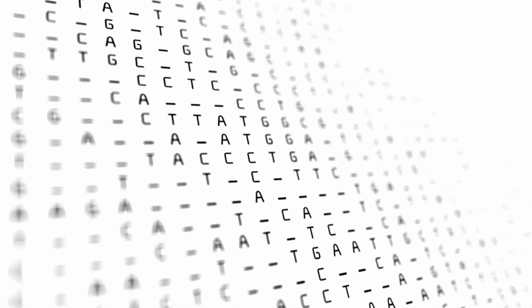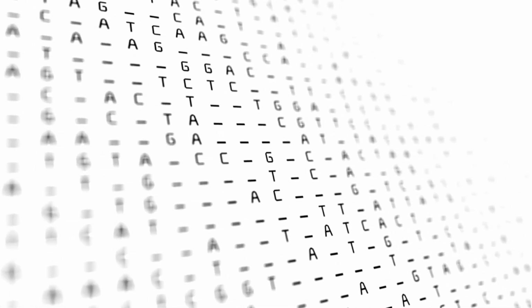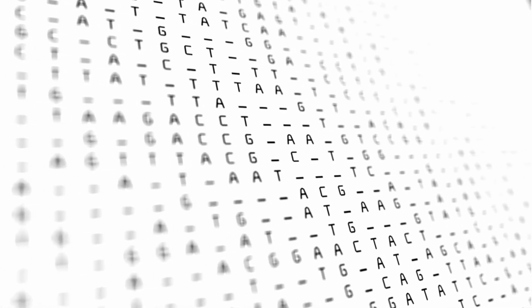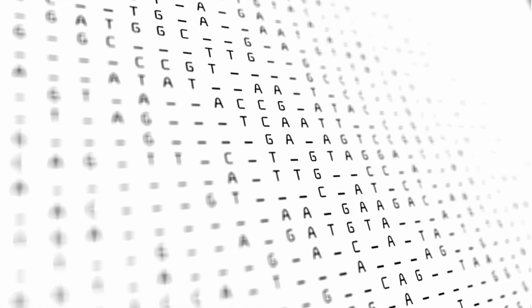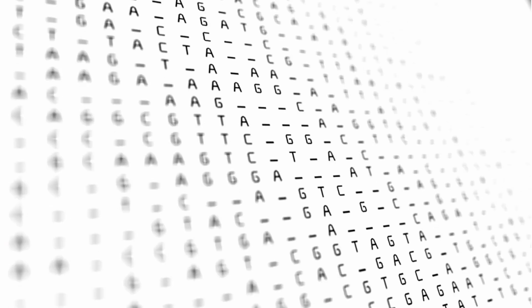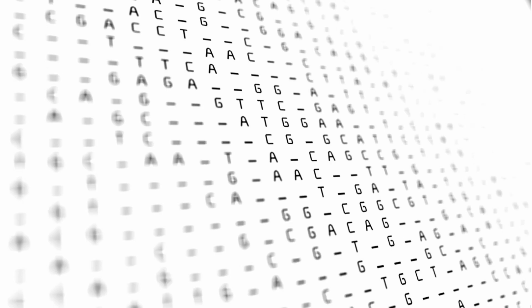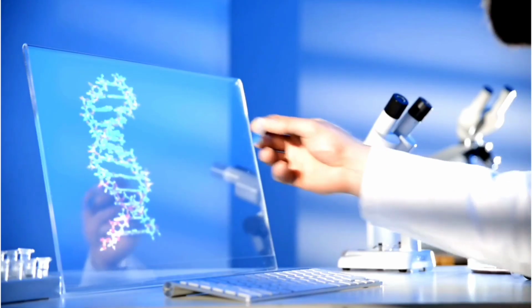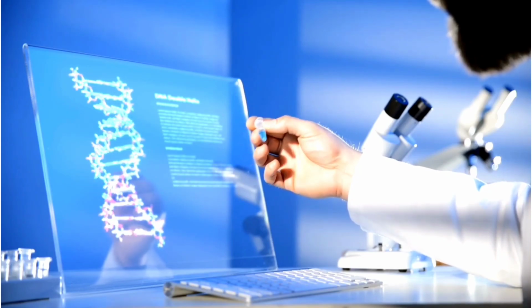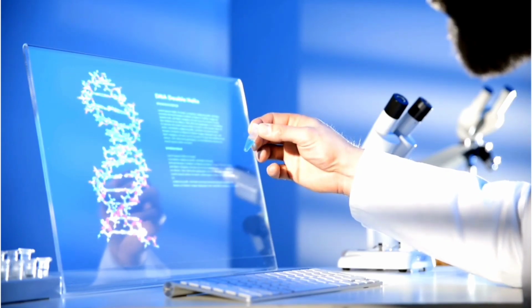Forensics. Dissection of DNA is a powerful tool in solving crimes. DNA samples can be dissected to identify suspects, confirm or exclude paternity, and link evidence to crime scenes. Evolutionary biology. By comparing DNA from different species, scientists dissect the evolutionary relationships between organisms, shedding light on the tree of life.